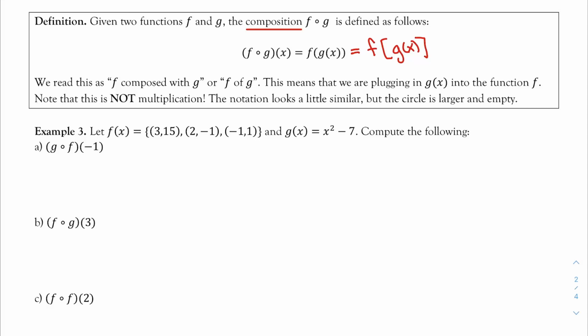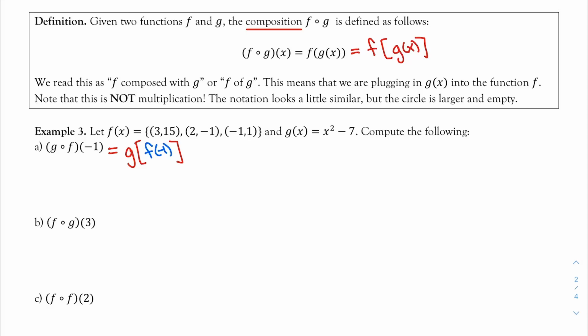Example 3. Suppose I have the function f defined by a set of ordered pairs, and g of x defined by x squared minus 7. I want you to compute the following expressions. For part A, I have g of f of negative 1. Well, I'm going to go ahead and rewrite this as g of f of negative 1. So I'll write it like this.